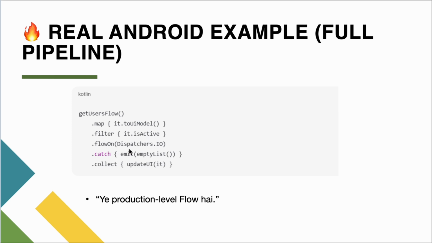.flowOn is nothing but, as I've mentioned, I'm trying to change the thread here. .catch, of course, with emit empty list, because I want to handle the catch block and emit the empty list rather than emitting the exception. And last, .collect. In collect, finally I will have the update UI list, into which I will be passing it only. It is the actual data that we are receiving from the server, which has now been modified using all of these operators, where I have done mapping, filtering, and then flowOn, and lastly I am using .catch as well.